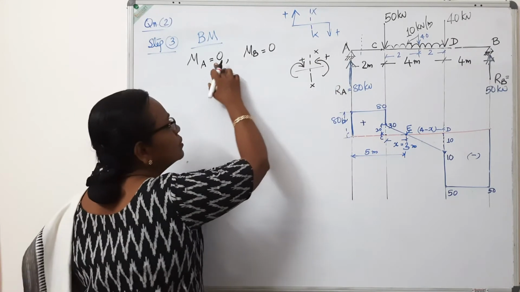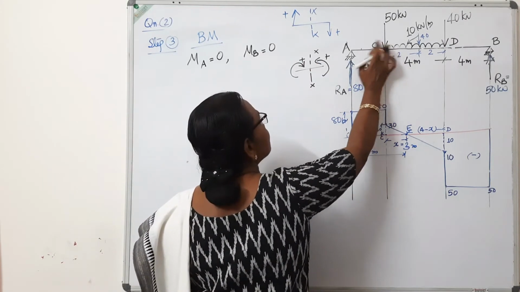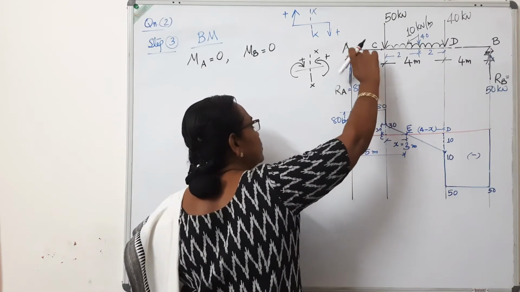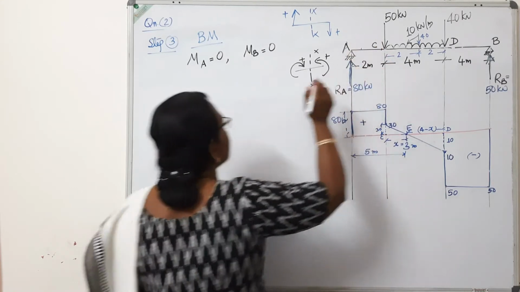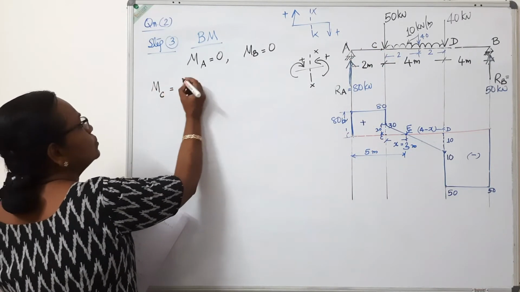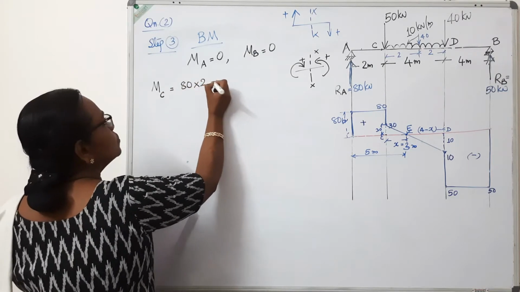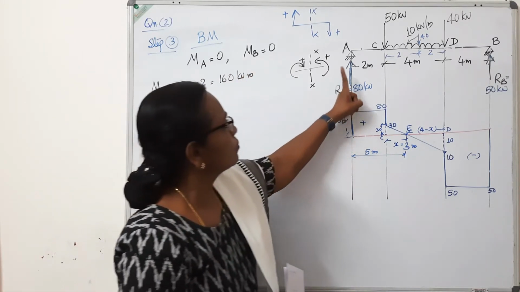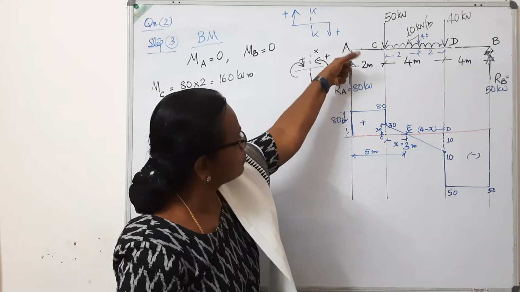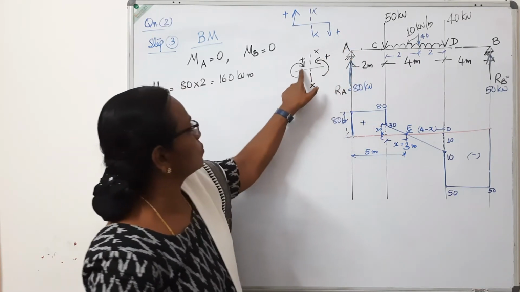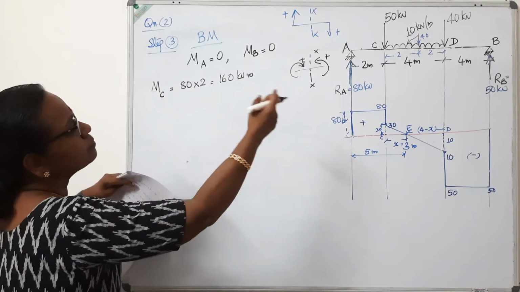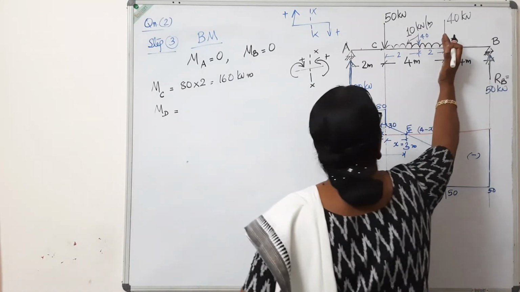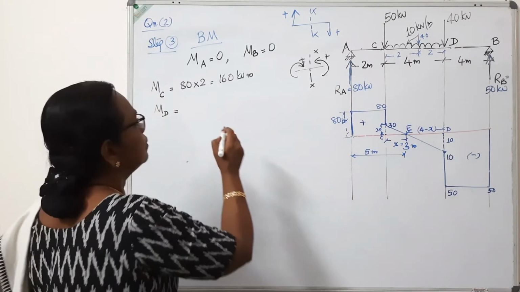So MA is 0. The next point is C. So consider left of C, the only load is 80. 80 into 2. This is acting like this about C to produce us clockwise moment. So moment at C is equal to RA into 2, which is 160 kilonewton meter. Positive because place your thumb like this, rotate it about C. So it produces clockwise moment. So clockwise is positive. Now the next point is MD. MD, if you consider left, first load is 80.